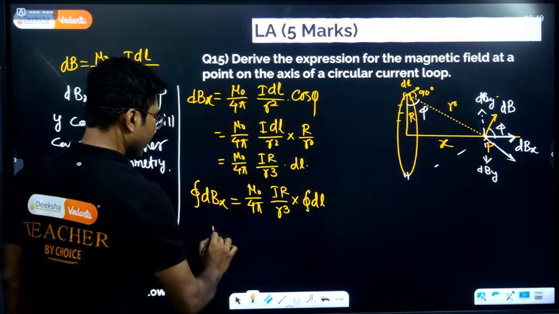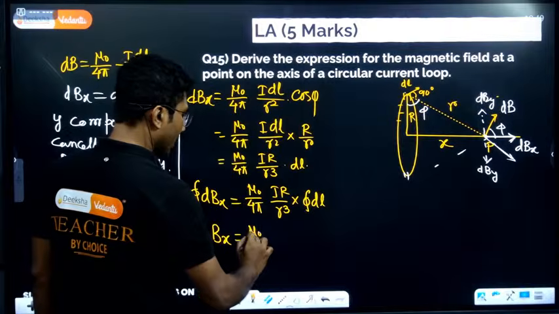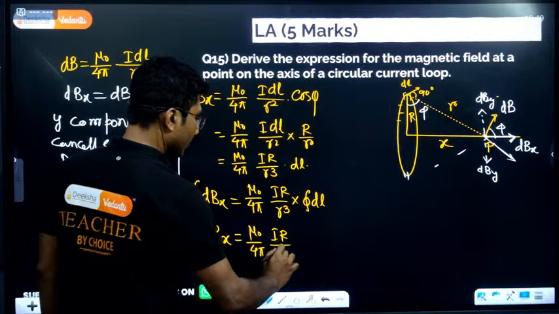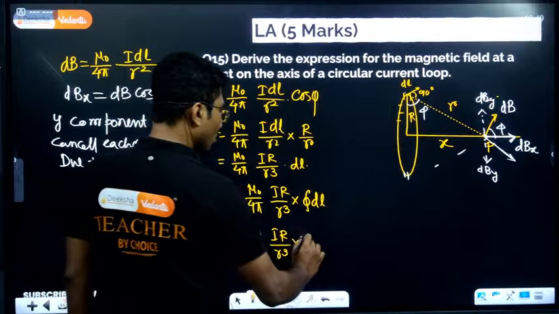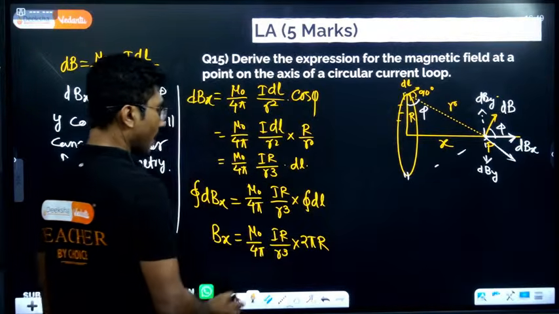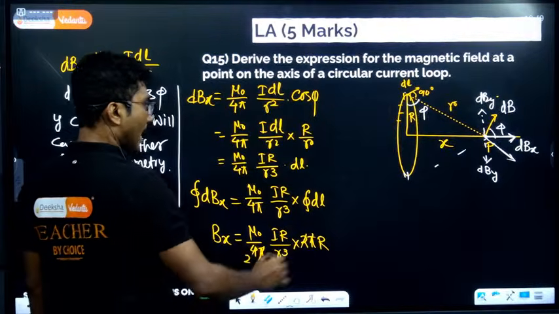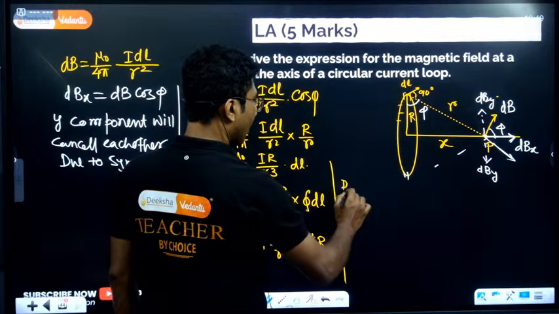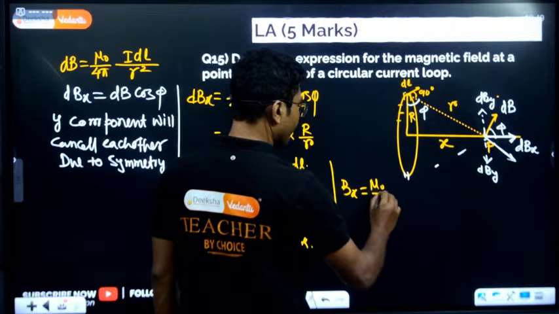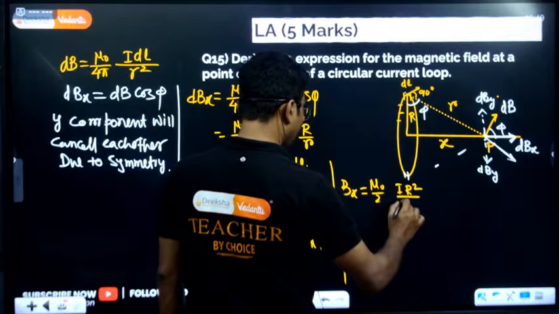And here you are going to get the total magnetic field. Magnetic field is given by mu naught by 4 pi I r by r cube into 2 pi capital R. Capital R is the radius, so 2 pi capital R. So pi cancels, 2 cancels, and you get the magnetic field along the x component, along the x axis, given by mu naught by 2 I r square upon r cube.